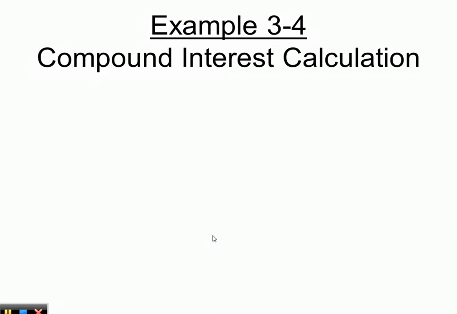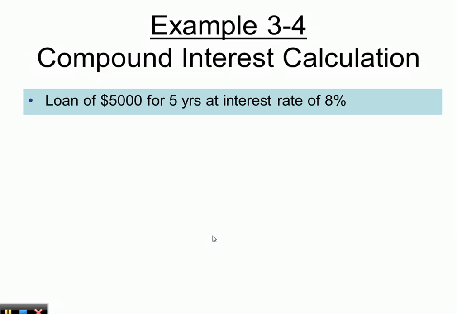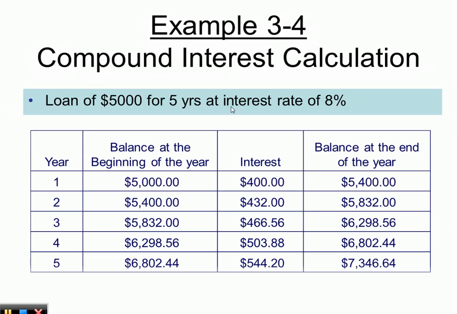So here's our example of compound interest calculations. Again, the same loan of $5,000 for 5 years at an interest rate of 8%. Notice it doesn't say compound interest, but it doesn't say simple. Therefore, we assume it is compound. So the only difference is it doesn't say simple interest. It just says interest rate. And so that means it's compound interest here. Recall, when we did the same thing for simple interest, we got $7,000 at the end of the loan. Let's see what we're going to have if we don't use simple, but instead use compound interest.